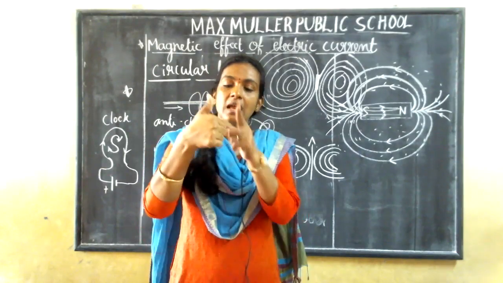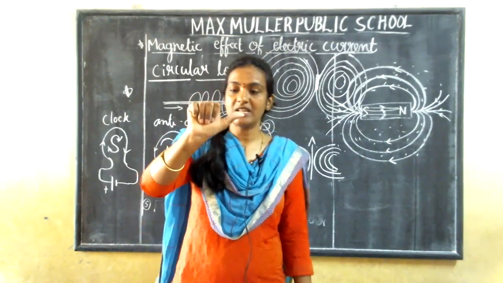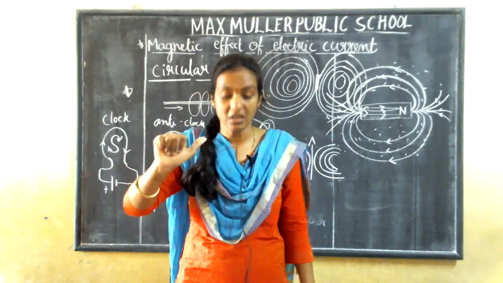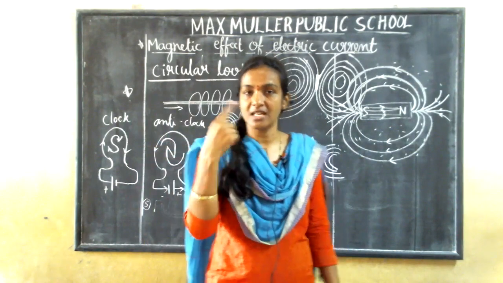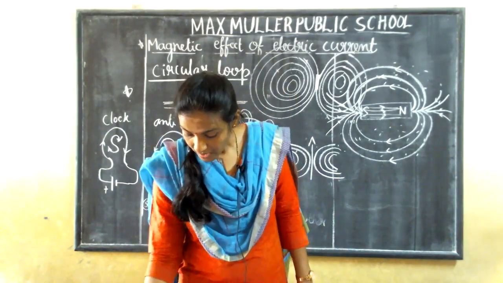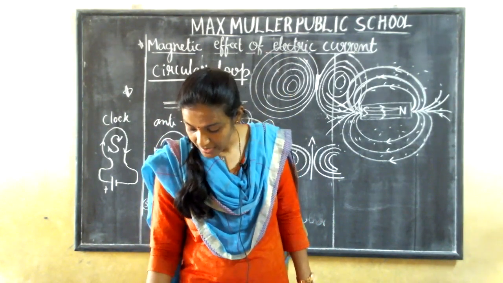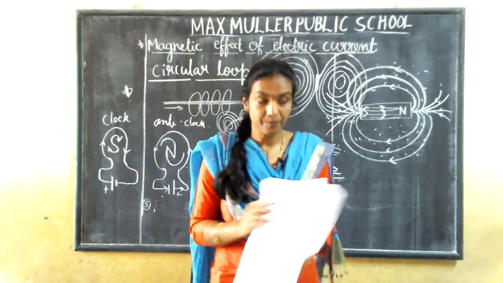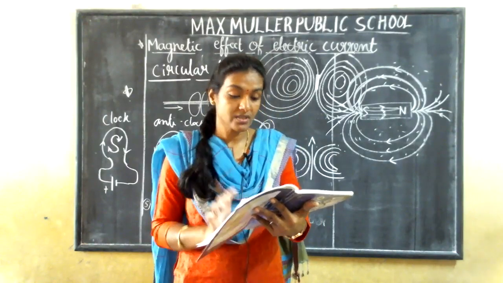This is the direction of the current, and these are the directions of the magnetic field lines. Clear? Next, what happens when it is taken as a circular loop at the concentric point? The magnetic field lines at the center of the concentric point look like a straight line. Next comes here a circular loop.